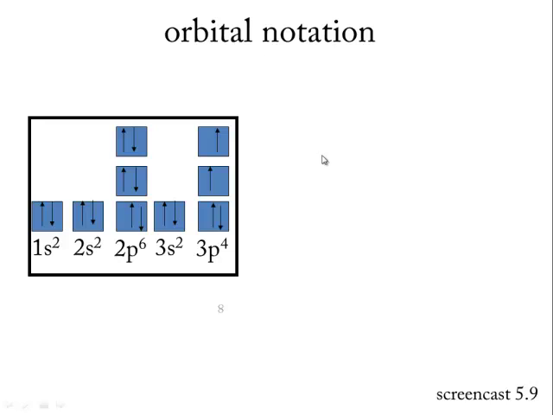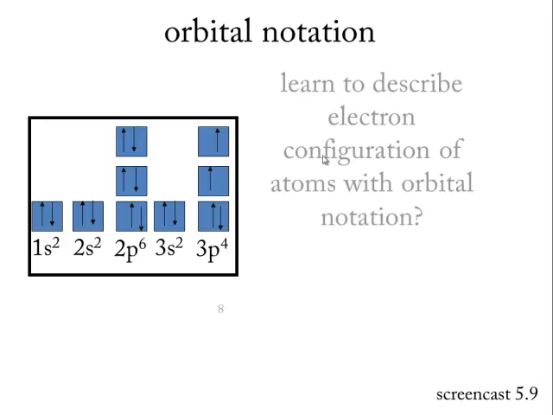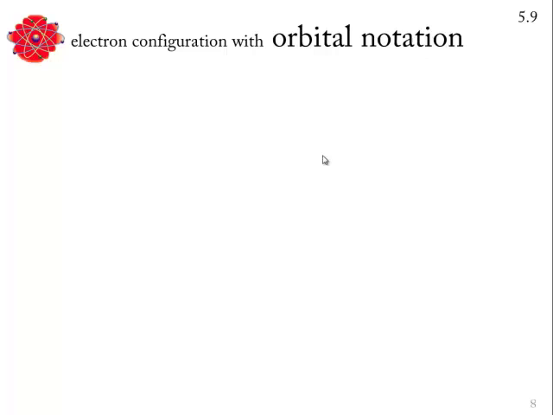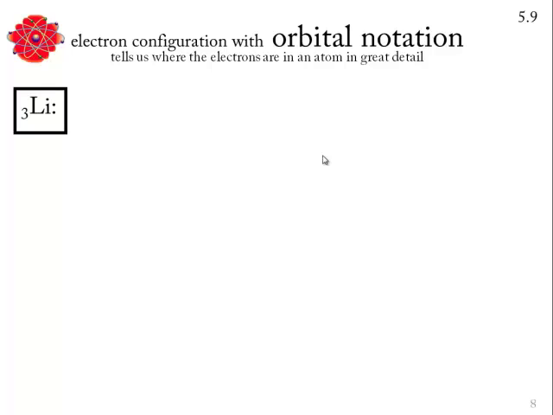out. This is Screencast 5.9. We'll be learning to describe the entire electron configuration of atoms with this orbital notation. Let's go ahead and begin. Why does it matter? Ooh, that's a good question. The electron configuration with orbital notation tells us where the electrons are in an atom in great detail.